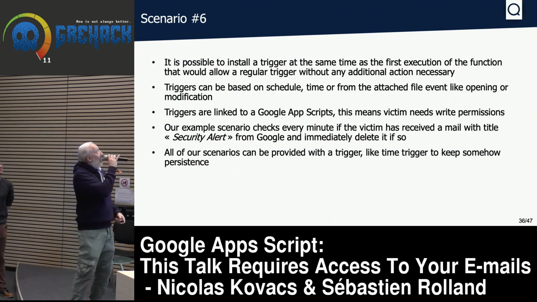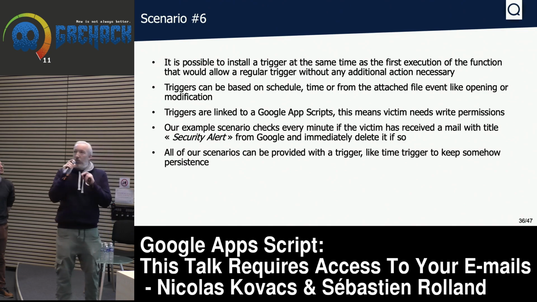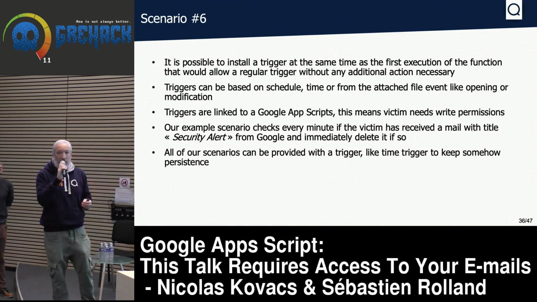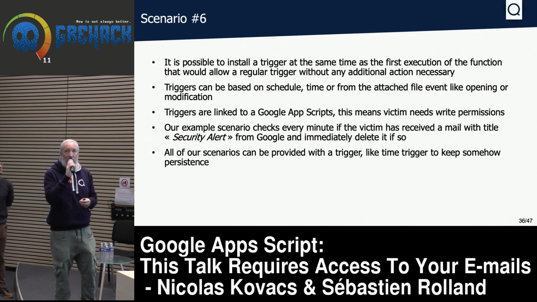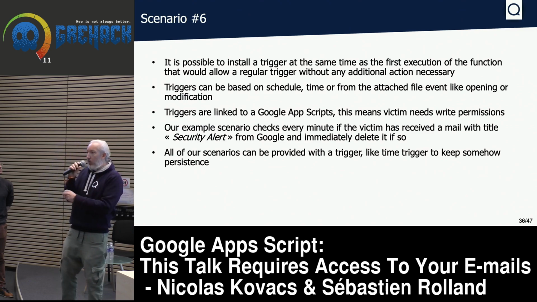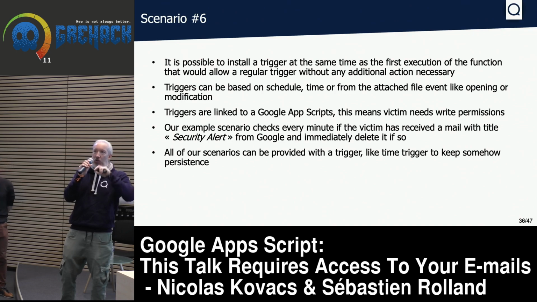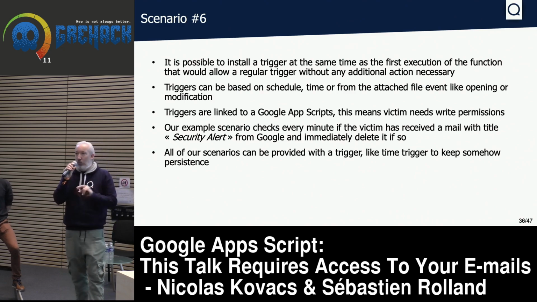In the last scenarios, I talked earlier about triggers. In fact, we just use some triggers to perform a scenario. For example, imagine we make a scenario that modifies all the permissions of all the files on your Google Drive, for example, to permit access to everyone.